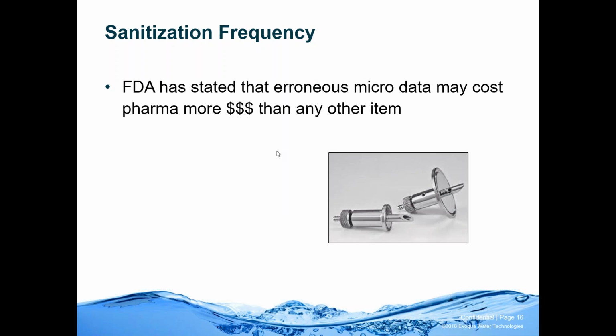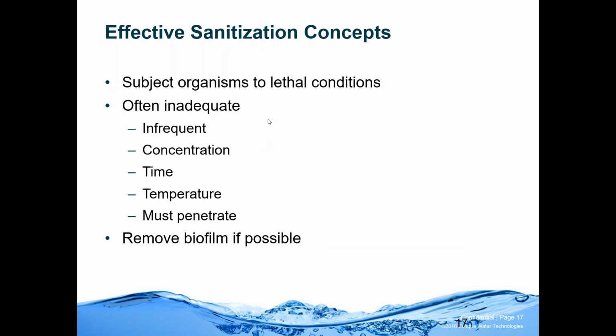And this is an FDA quote in a public speech: bad micro data, erroneous micro data, may cost the pharma industry more money than any other item. And the types of valves that are shown are a good sample valve, the tube protruding up into the stream. But you need to sample accurately to not be wasting money on sanitization or other maintenance that is not needed. So what do you want to accomplish in sanitization?